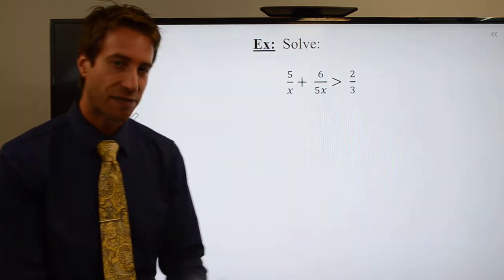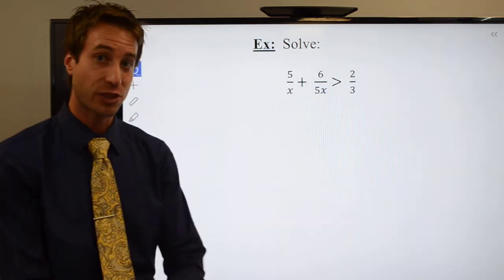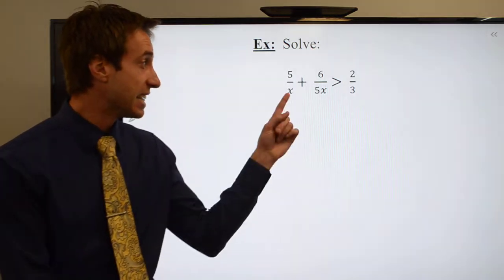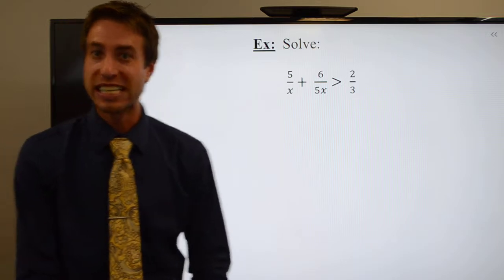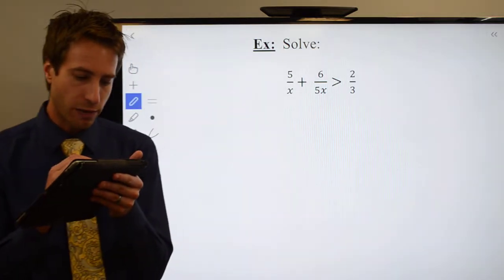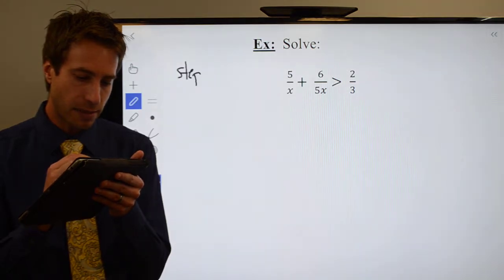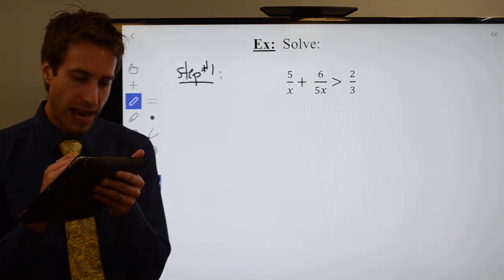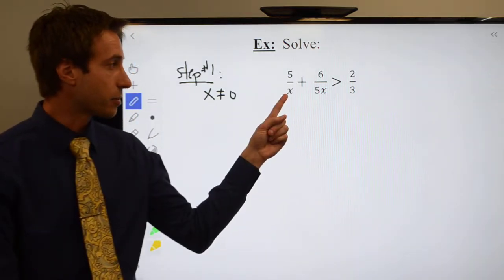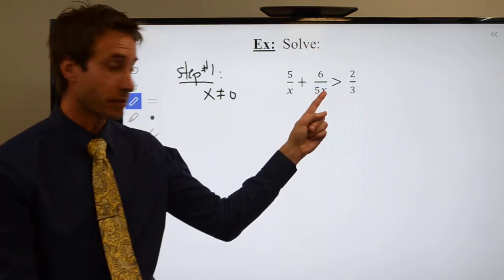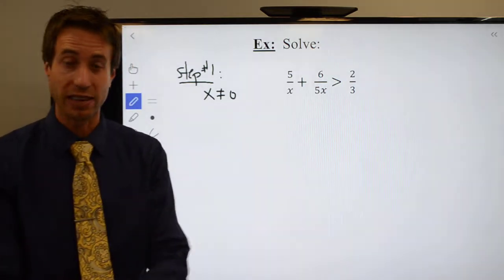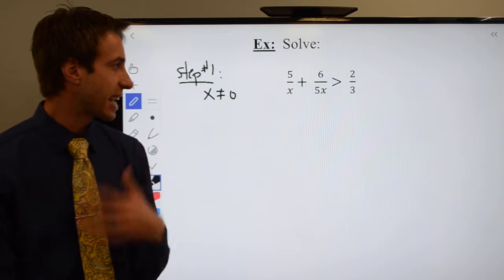Remember, step number one is I got to find the excluded values, which is actually very easy to do in this case. The only way I get 0 in the denominator is if x is 0. So we're going to need to exclude a 0 in step one. Just let me make that little note right over here on the side. Step number one, x cannot be 0, right? Because if I plug a 0 in there, 5 times 0 is 0, that gives me division by 0. But anything else will be fine. It won't give me division by 0. So just x can't be 0.